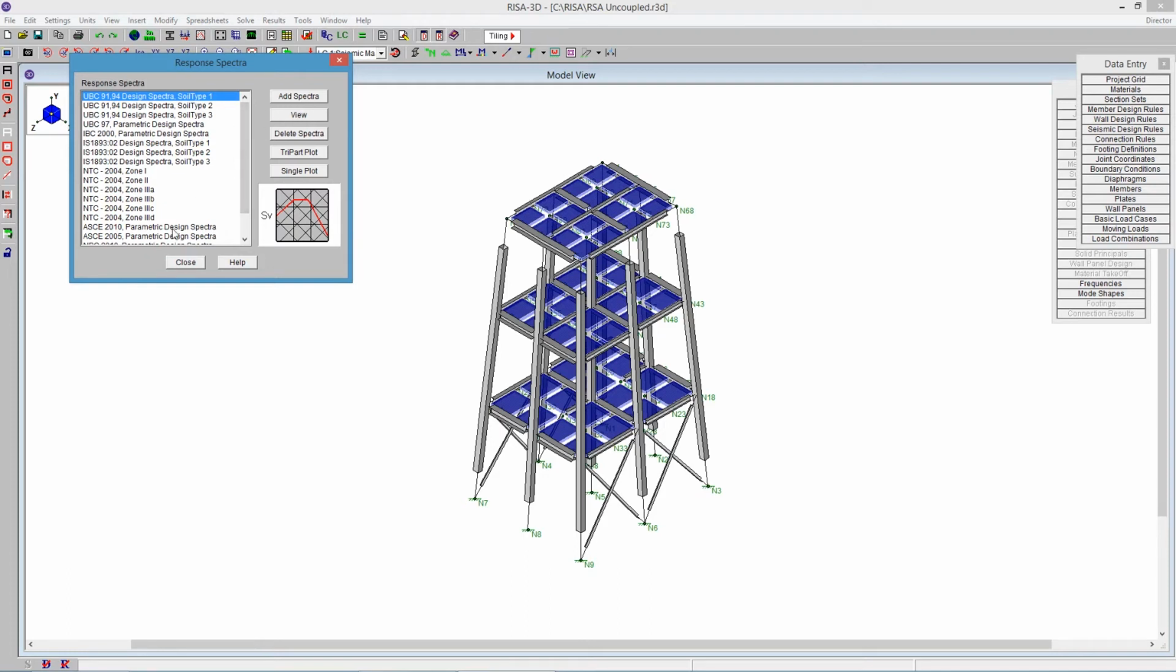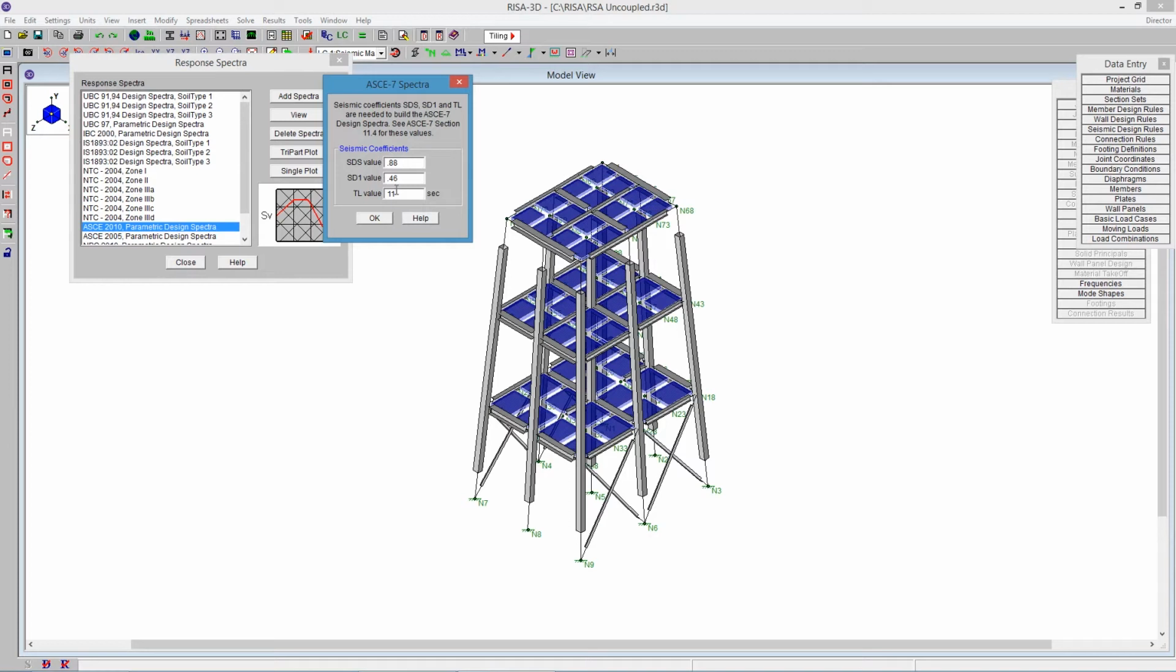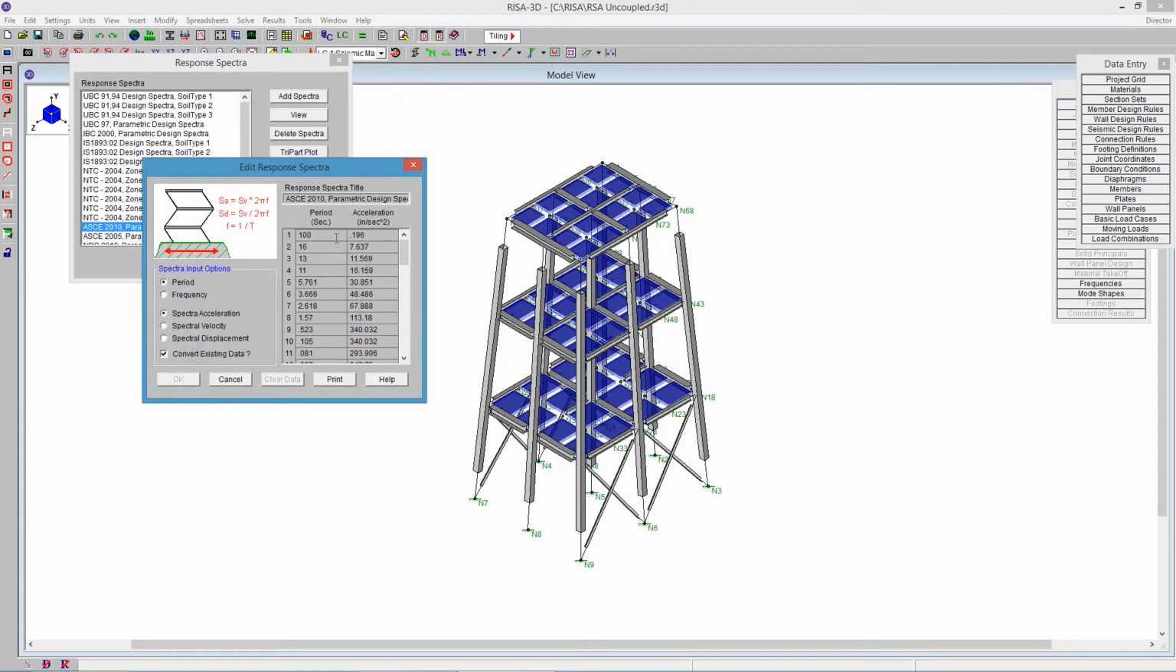But if we just take a quick look, let's look at the ASCE 7 2010. You can view that database. It does require that we have some different properties in here. So you need to put your SD1 and your TL values inside of the program here to look at this spectra. You click on OK. And then you get to see it in a tabular format.